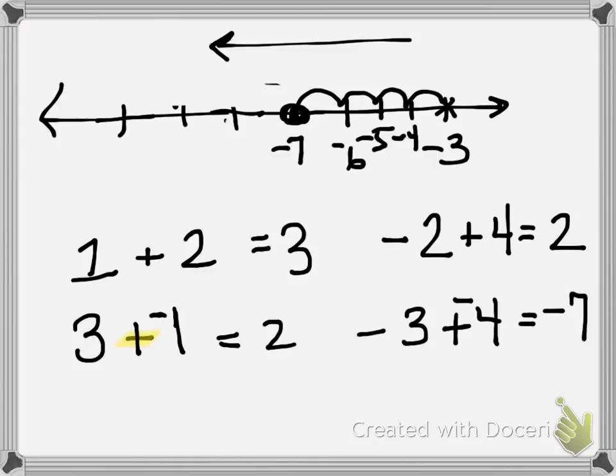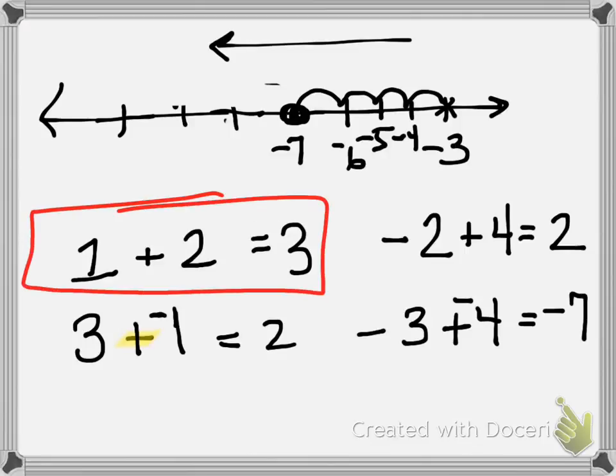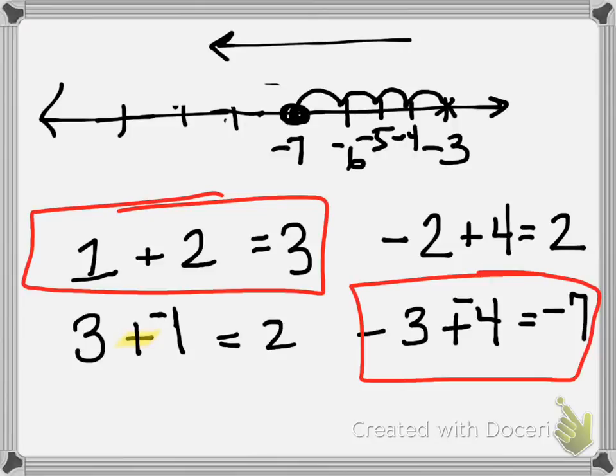So two positives added together give you a bigger positive number. Two negatives added together just give you a smaller negative number, but the integer itself is getting larger. The absolute value is getting larger, but you're really getting smaller because negative 7 is a lot smaller than negative 3 or negative 4. So when you're combining negatives, you just get farther negative.